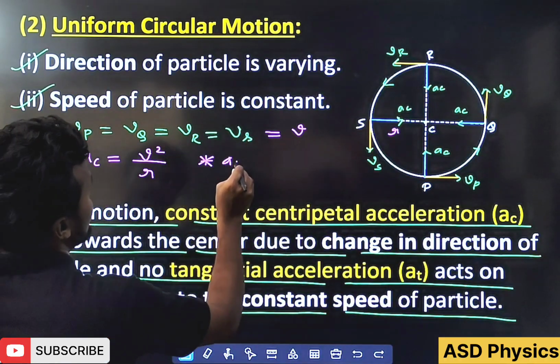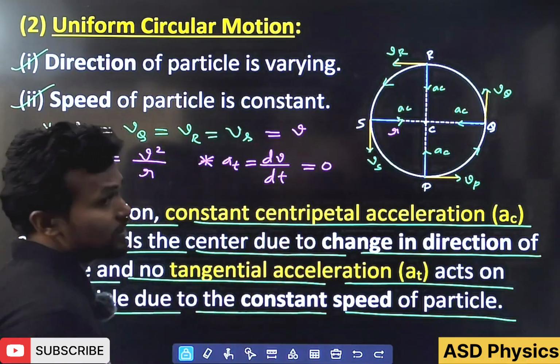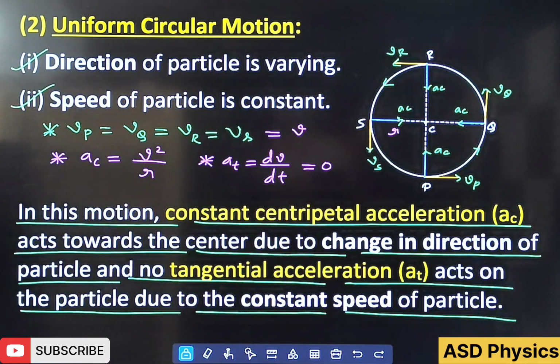Remember that here tangential acceleration is always given by dV by dt, and that will be how much here? 0, is it? Kindly see here.